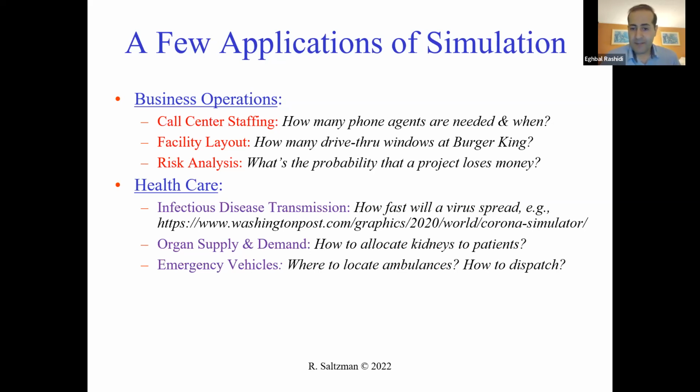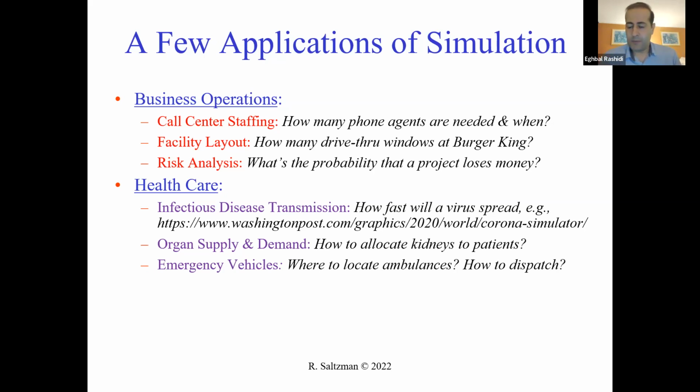Organ supply and demand, how to allocate kidneys to patients. Hopefully none of us would go through that, but that's actually a big problem that simulation can be helpful for, because again, all of these are happening under uncertainties, and there is no deterministic way to approach this. There is uncertainty in the demand for organs and also uncertainty for providers of these organs.